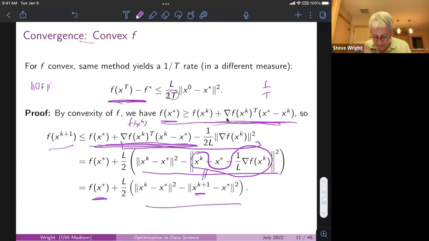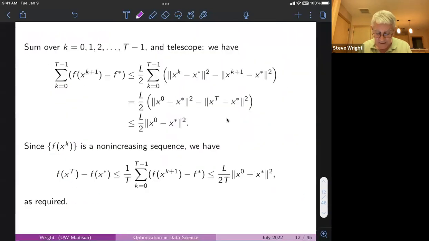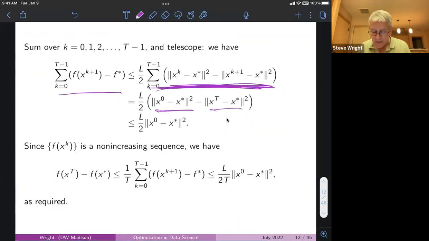I'm going to use our old friend, the telescoping sum idea. So I'm going to sum both sides up from k equals 0 up to t minus 1. And once again, I get this cancellation in the summation on the right-hand side. And all that's left is the first term and the last term. And this last term has got a minus in front of it, so it's a negative. I can just drop it and just write it as less than or equal to the first term.